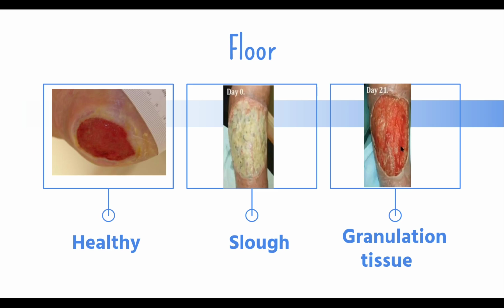The fourth one is the floor. Floor means the exposed bottom of the ulcer. It can be exposed tendons, bones, joint, or it can be a necrotic base. Also, there can be healthy slough or granulation tissue. Slough means the yellowish dead tissue, and granulation tissue is reddish and can bleed easily.